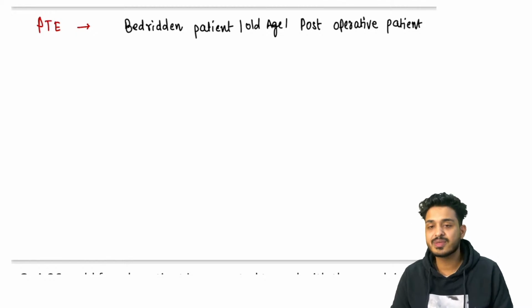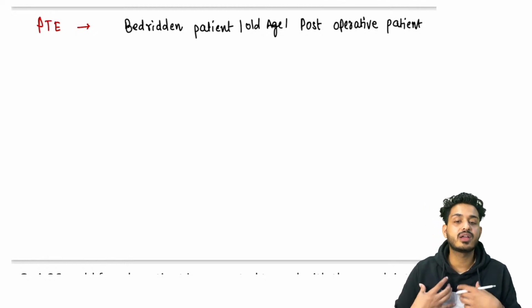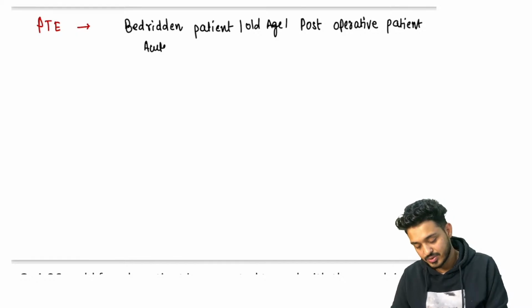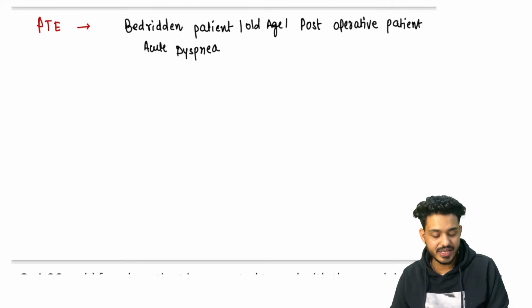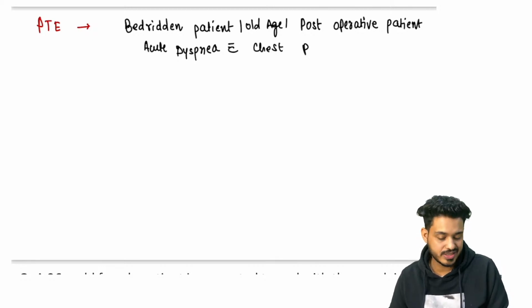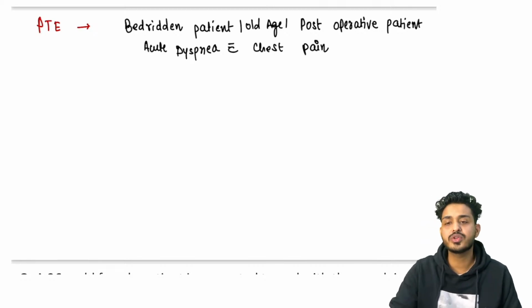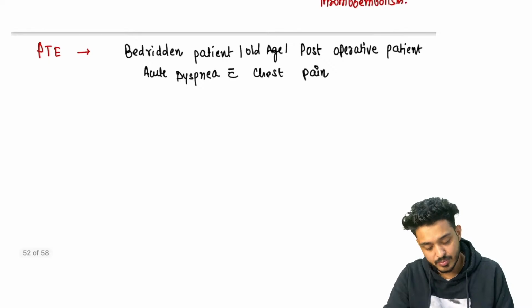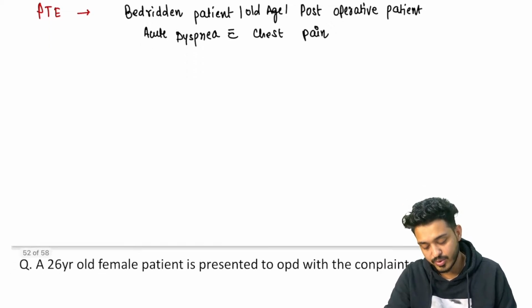Apart from that, this patient will be having acute episodes of dyspnea, difficulty in breathing, and there will be pain in the chest. So acute dyspnea with chest pain is going to be pulmonary thromboembolism, right?